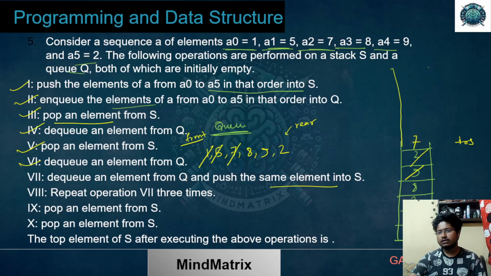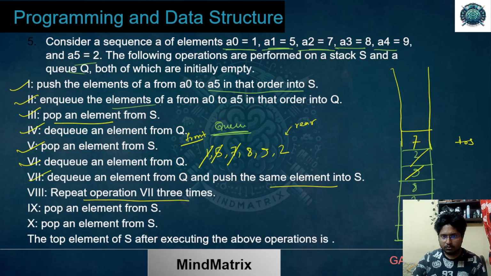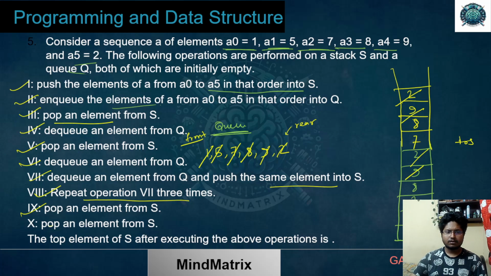Stack को थोड़ा बड़ा कर लेता हूँ. Okay, 7 is pushed here. Okay, repeat the operation 3 times. Okay, fine. So 8, 8, 9, 9, 2, 2. 3 times हो गया. Cool. Pop an element from S. Pop an element from S. Pop the top element of S after executing the operations. What is the top element? ये pop हो गया ना, 8 है ना top element.